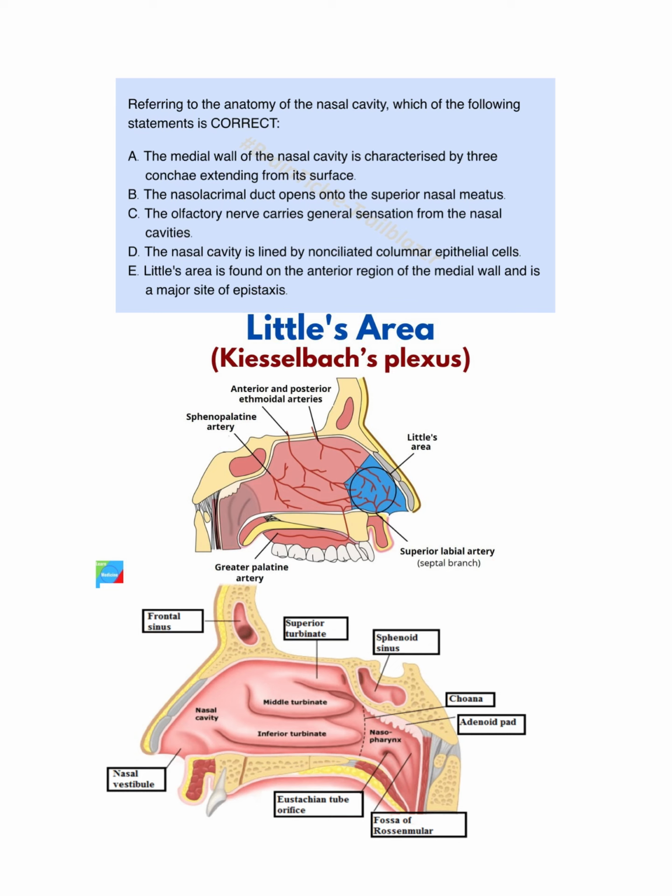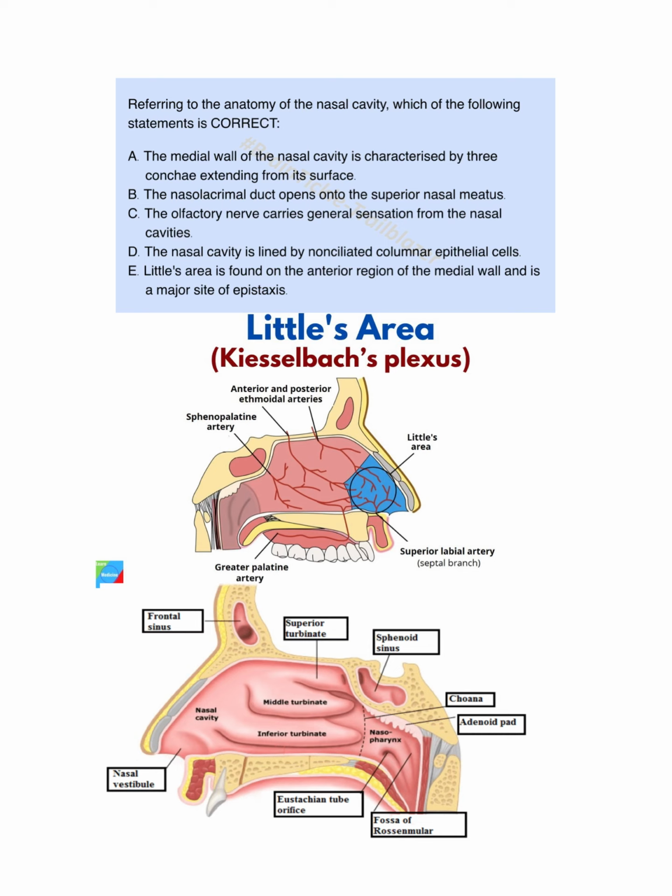Whereas on the lateral side of the nasal cavity, or the lateral wall, we see different sinuses, and next we see different turbinates, also known as conchae. This is the superior turbinate, middle turbinate, and then we have the inferior turbinate. These turbinates contain certain openings. The inferior most turbinate also contains the opening of the nasolacrimal duct. Now coming back to the question.